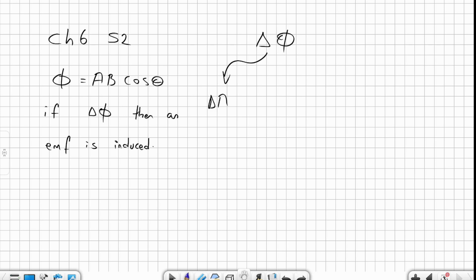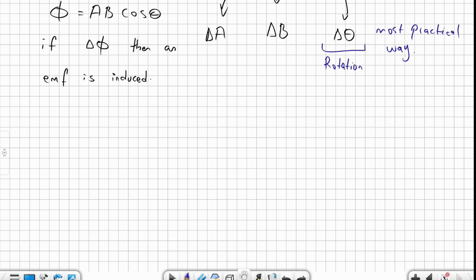We can change flux in three different ways. First one is changing area. The second one is changing the magnetic field. And the last one is changing theta, which is about rotation. In this section, we will be changing the angle between the normal of the loop and the magnetic field. Simply, you'll be rotating the loop, and this is actually the most practical way to produce and induce electricity.